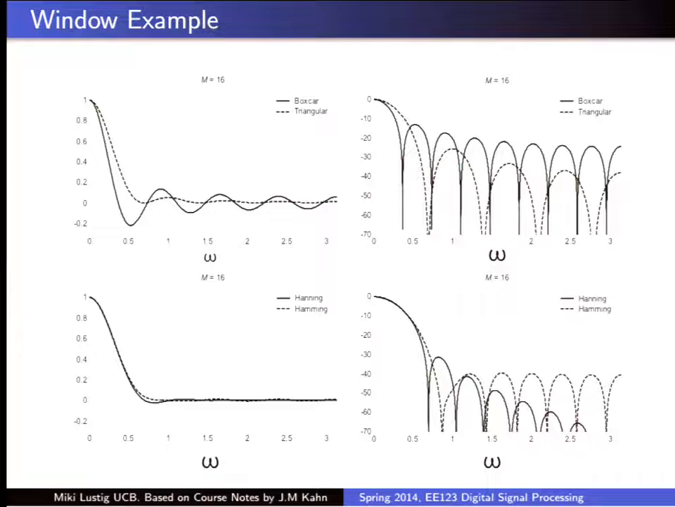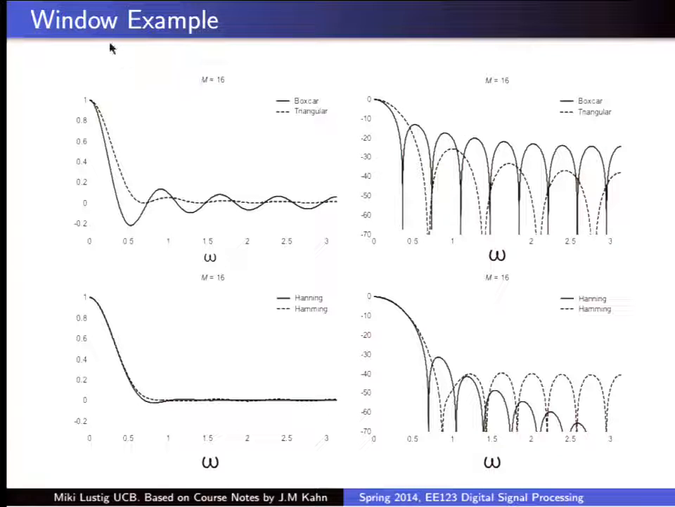So let's take a look. Here are a few examples. This is M equals 16, so the size of the window is 16. This is a boxcar and a triangular window. This is in linear scale, and this is in log scale.